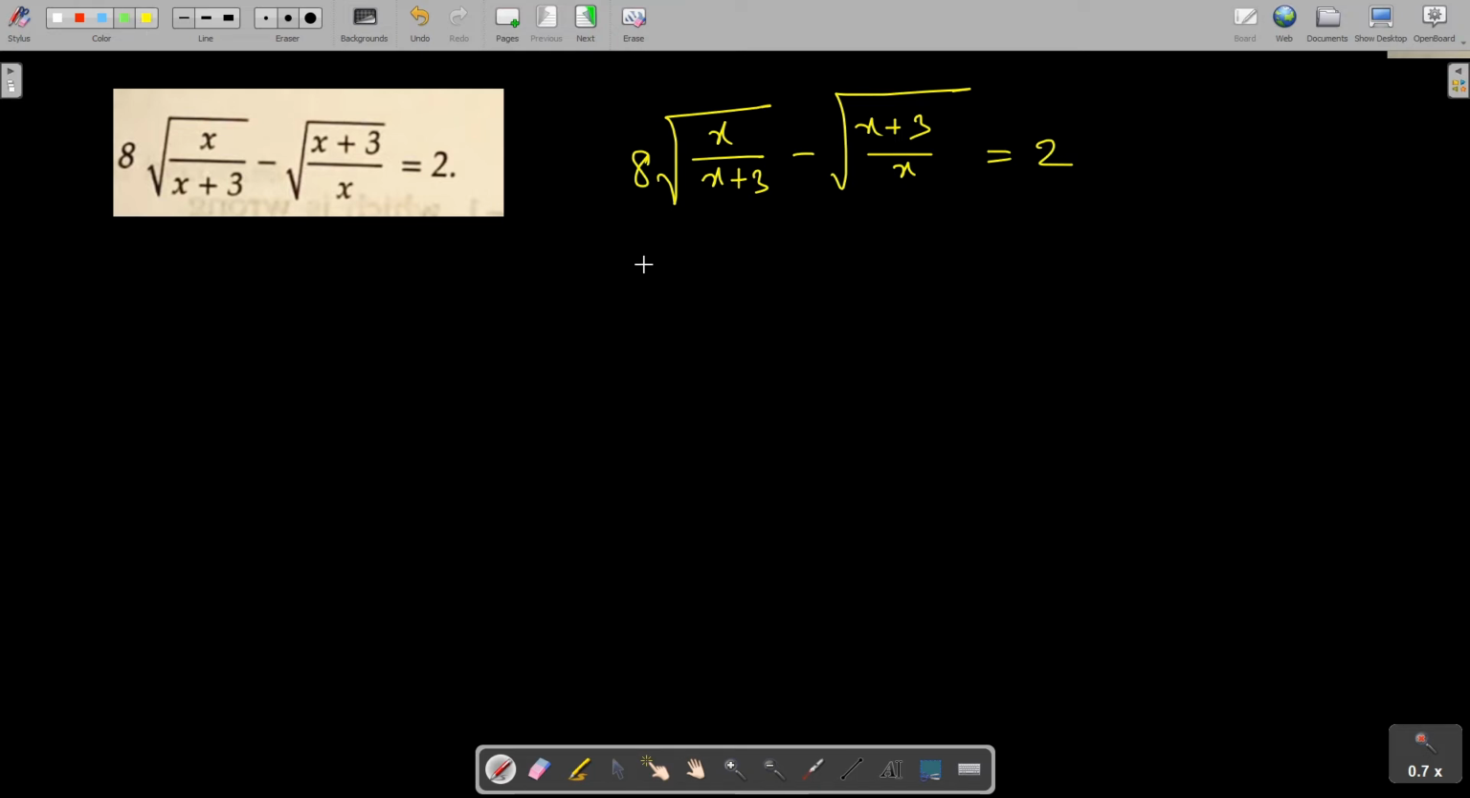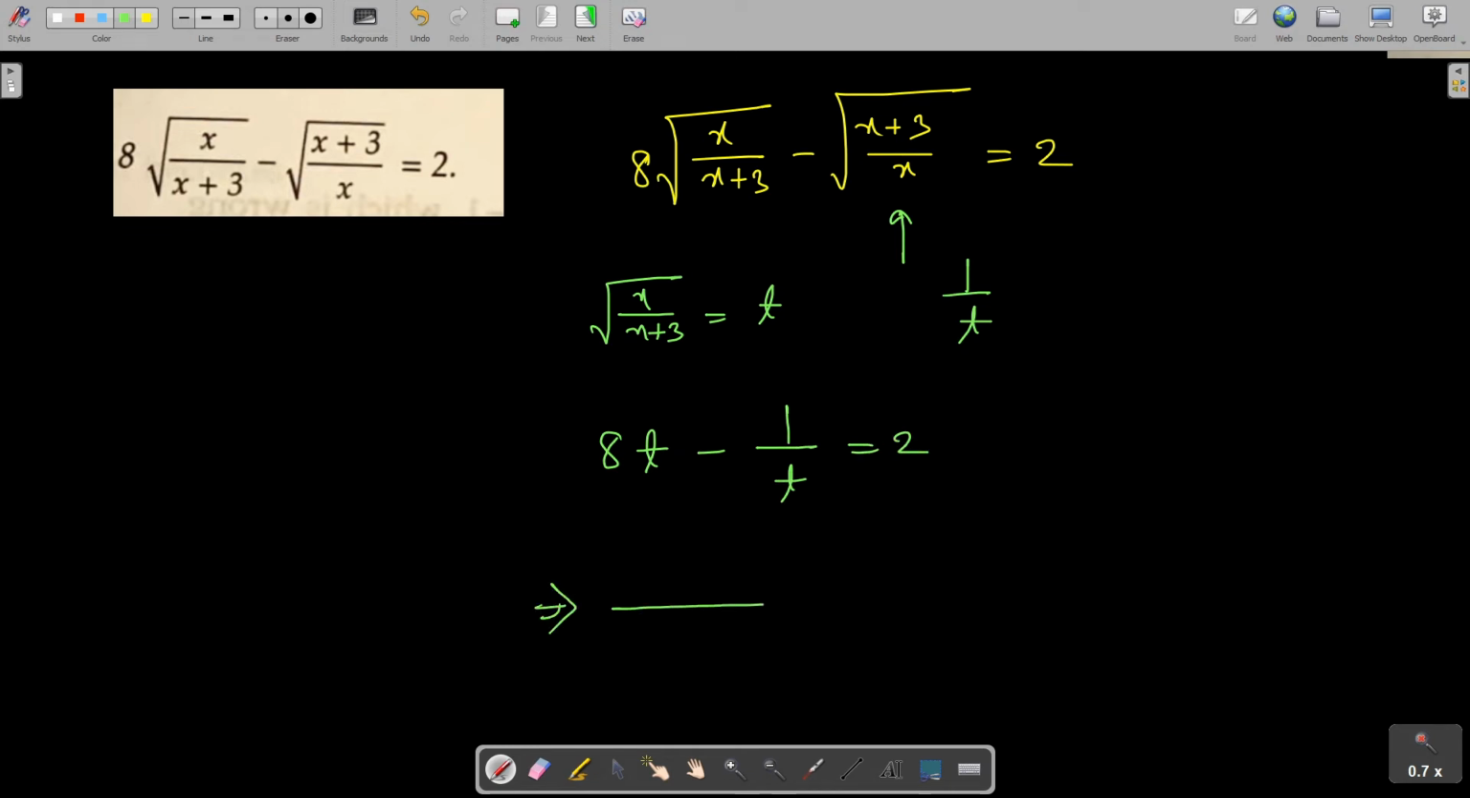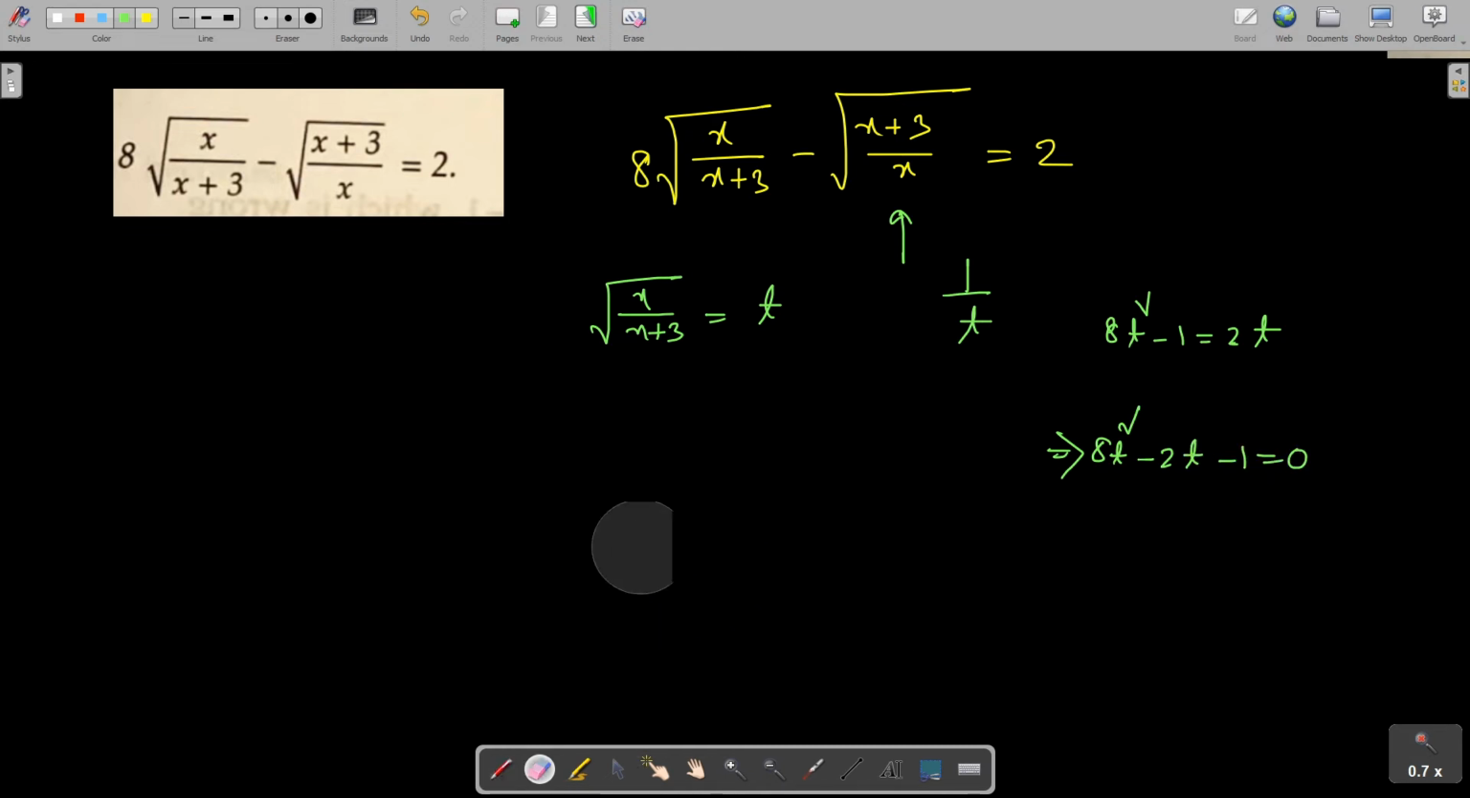What we will do is, instead of root over x by x plus 3, we will take t. So in place of this, what are you going to write? We're going to write 1 by t. Understood? So let's replace the equations. It will be 8t minus 1 by t equals to 2. Now let's multiply. We will get t into 8t square minus 1 equals to 2. So we will get what? 8t square minus 1 equals to 2t. So it will become 8t square minus 2t minus 1 equals to 0. Done. So we got our quadratic equation.